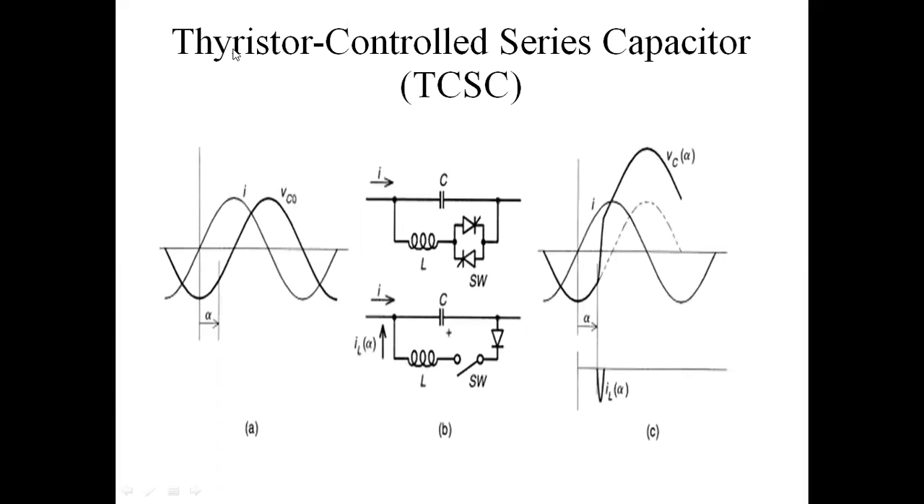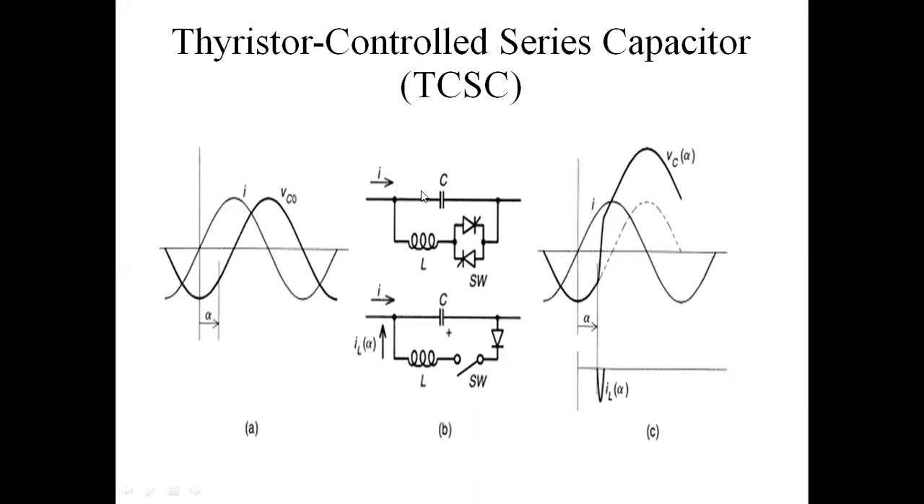Next, this is the thyristor-controlled series capacitor. When the switch is open, these conditions; when the switch is closed, these waveforms; when the switch is open, this waveform. Here I have a total of three, A, B, C. This is the first waveform. I will explain the first waveform. This is the current flowing in the transmission line. This is I. I is the current flowing in the transmission line.